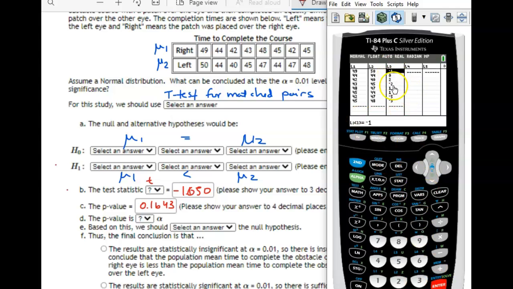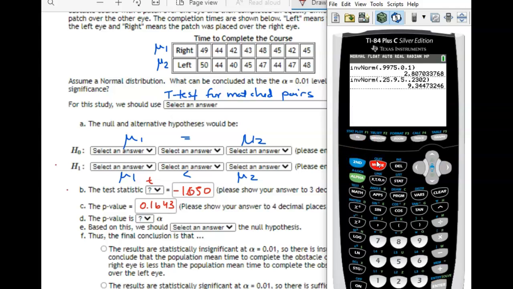Alright, so this finds the differences between all these values, like 49 minus 50, 44 minus 44. You can do that by hand too, but you can do it with the calculator also. Alright, so now we're ready to run the test. We're going to go to Stat, go to Tests, and we're just going to do a regular t-test, but on the column that shows the difference. We're going to do a t-test with data. We want to test to see if the mean is the same, so the difference in mean is 0.